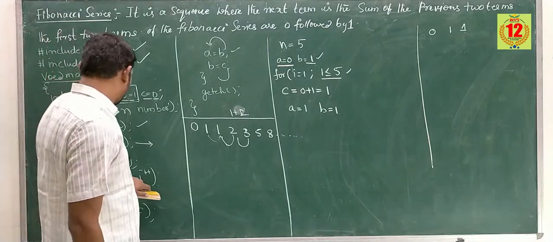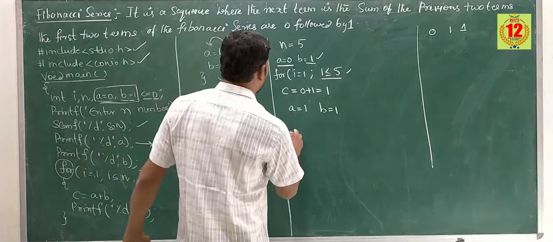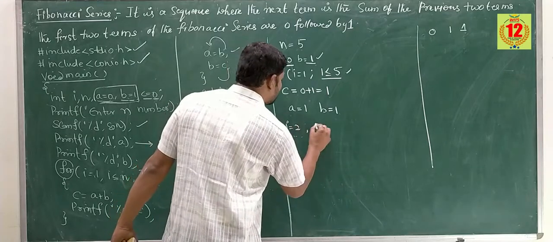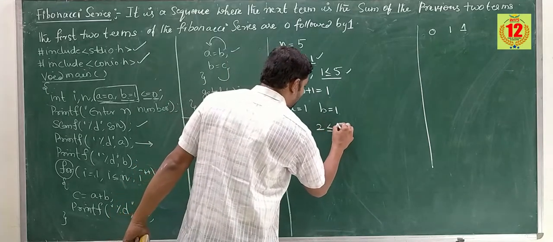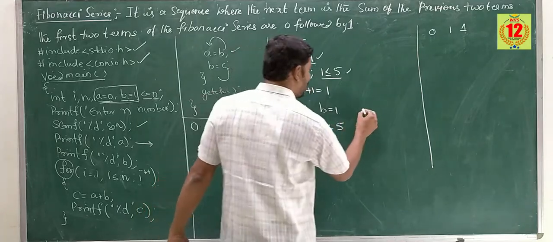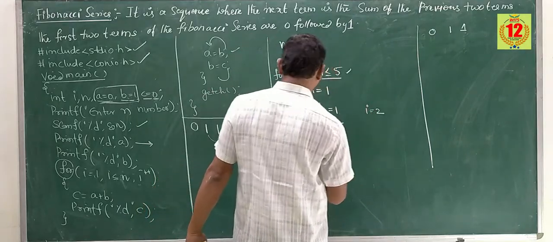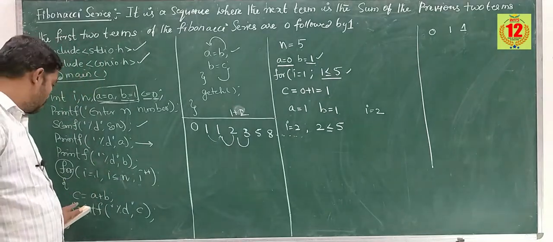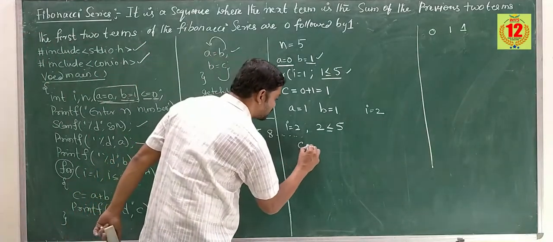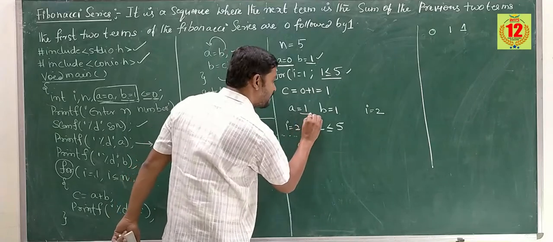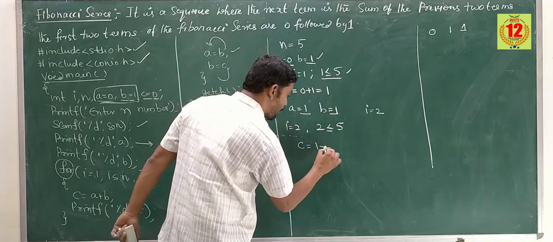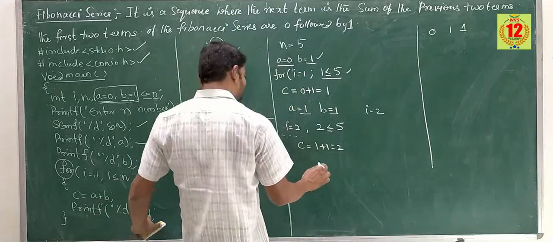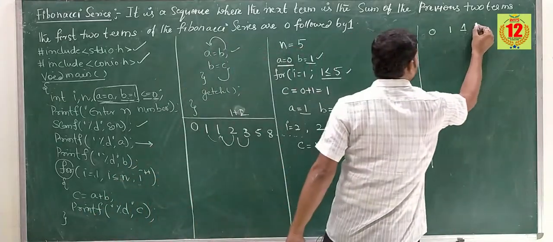Again, then go to the looping statement, the increment operator. i is 1, incremented, it is equal to 2. Now i is equal to 2. Next, 2 less than or equal to 5, the condition is true. Then enter into the loop. Again c is equal to a plus b. Whatever the a value 1 and b value 1, so 1 plus 1 is equal to c, 2. So printf %d of c, the value is 2.